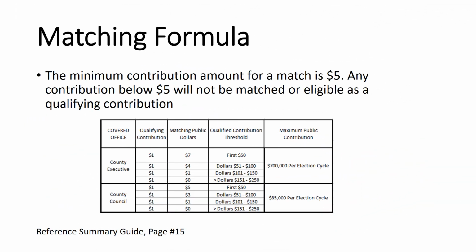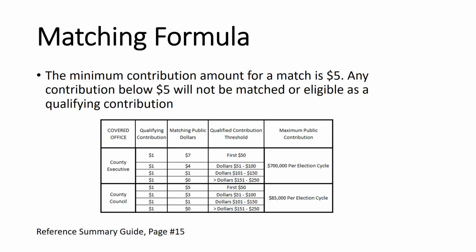Distribution of public funds are calculated using the contribution schedule above. MD-CRIS will calculate the eligible match systematically for all contributions that are eligible to be matched with public funds. For example, if a county executive candidate receives an eligible donation of $10, he or she will receive $70 in matching funds. This calculation is based on $7 for every $1 contributed.